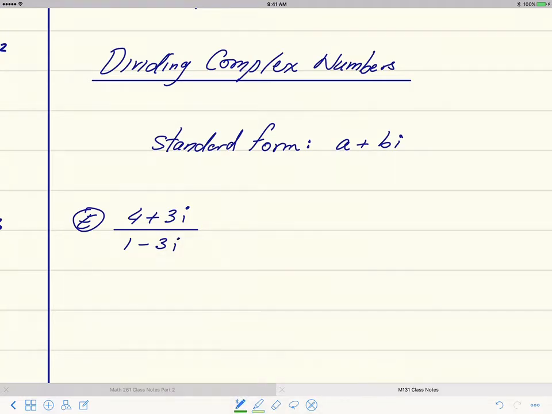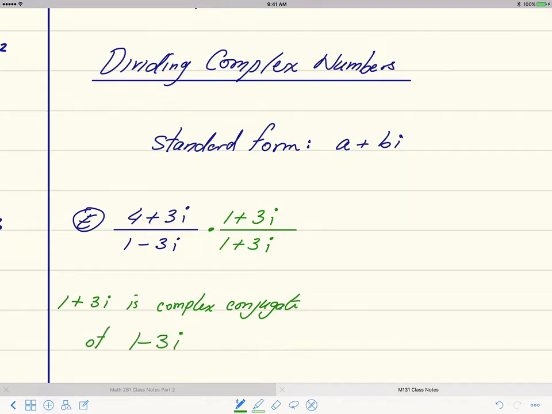So to divide these complex numbers, we take a look at the denominator and multiply the top and bottom by the complex conjugate of the denominator. In this case, the conjugate of 1 minus 3i is 1 plus 3i. So we're going to multiply the top and bottom by 1 plus 3i, okay? Because 1 plus 3i is the complex conjugate of the denominator, 1 minus 3i. Okay?